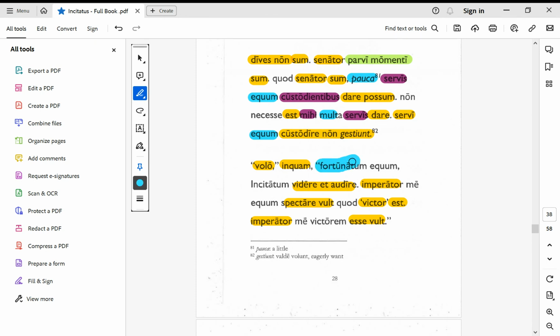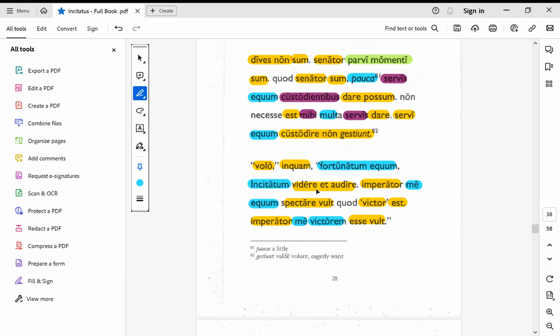I see fortunatum equum, ends with a um. Oh, and incitatum goes with it. That all goes together. Okay. Me is the accusative pronoun for ego. Equum. Okay. And victorem and me as well. So that comprises most of this.